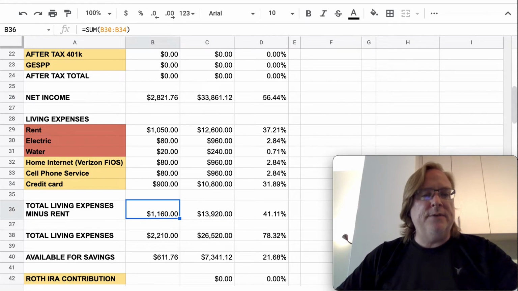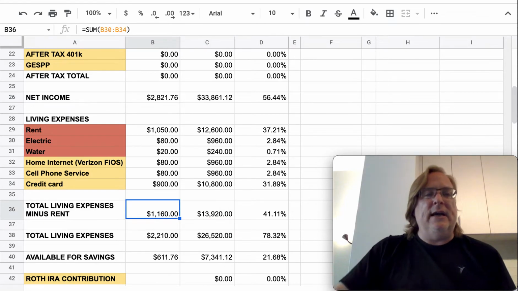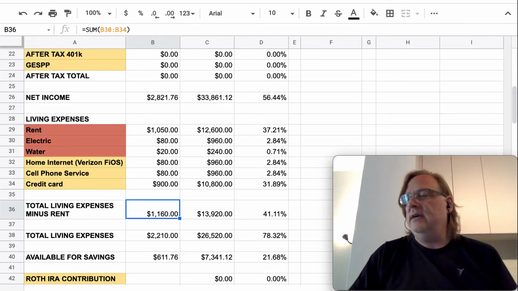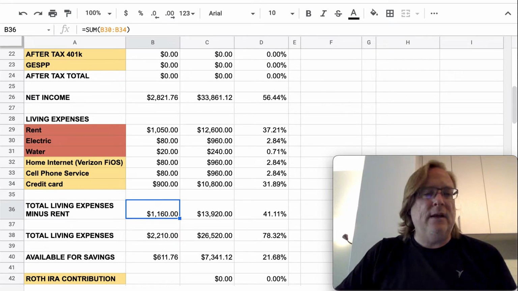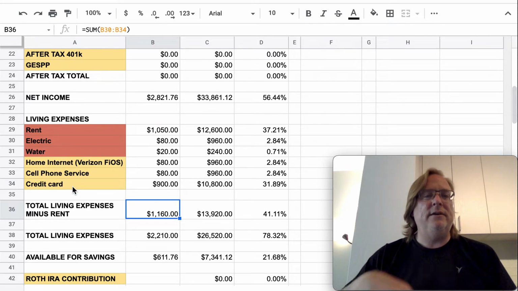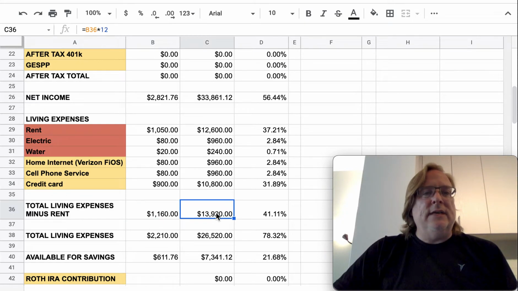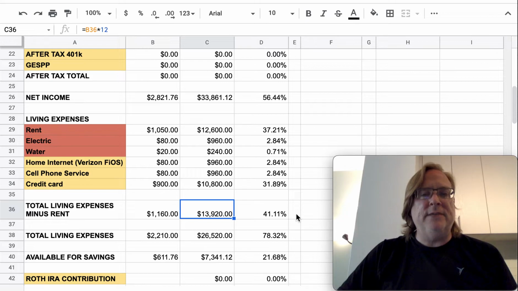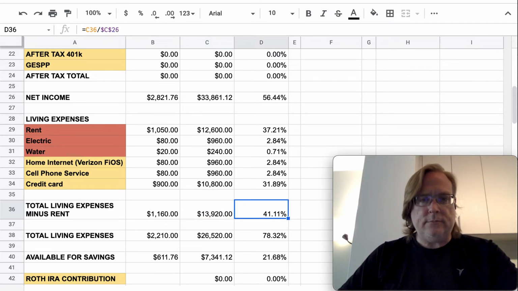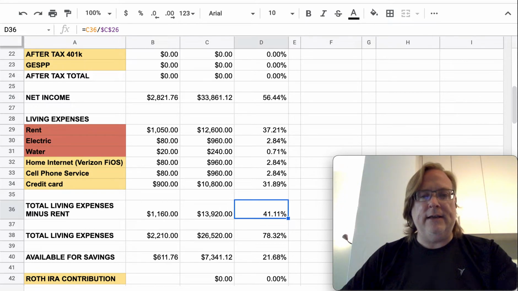I like to know the total living expenses minus rent, and then you can see total living expenses down below that. That includes rent. So total expenses minus rent. You can see that's just a sum of cells B30 through B34, right? So that's electric through credit card. The costs of living your life without rent, minus rent. All right, so then here is just multiplication by 12 to get the annual amount. And then here is just division of that total by the yearly net income.